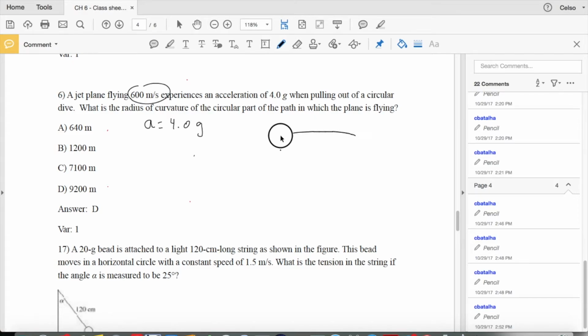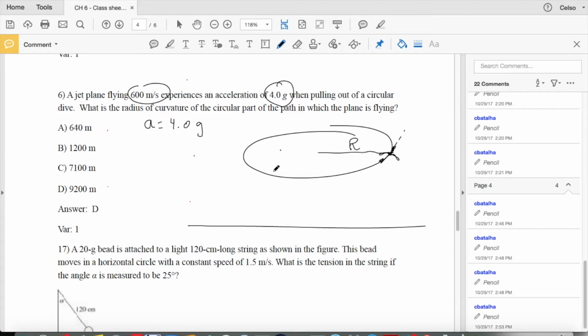So you have a nice circle, and you have a little airplane flying like this. It's going that way, and then experiences this acceleration when it's coming out of this circle. The circle has a radius r, right? I'm putting this in a plane that happens to be parallel to Earth, but anyway.